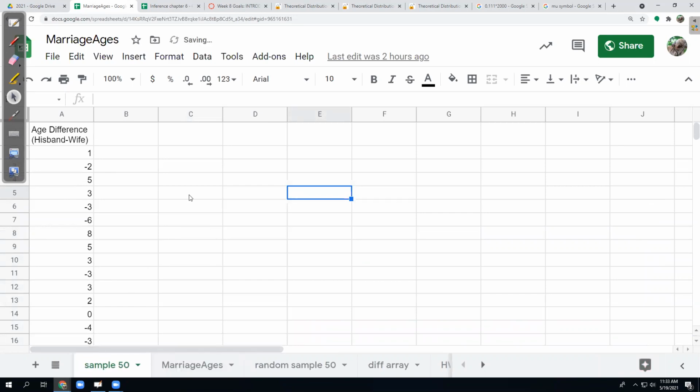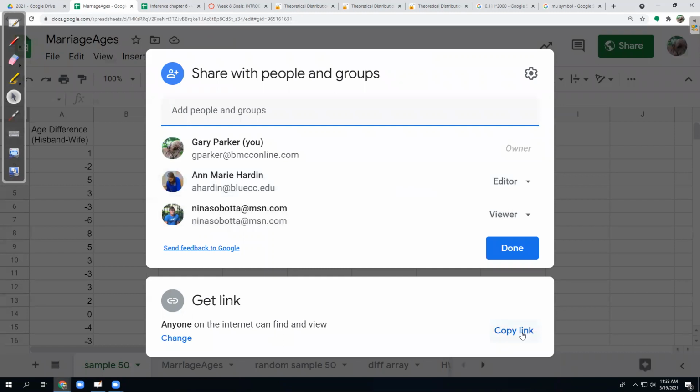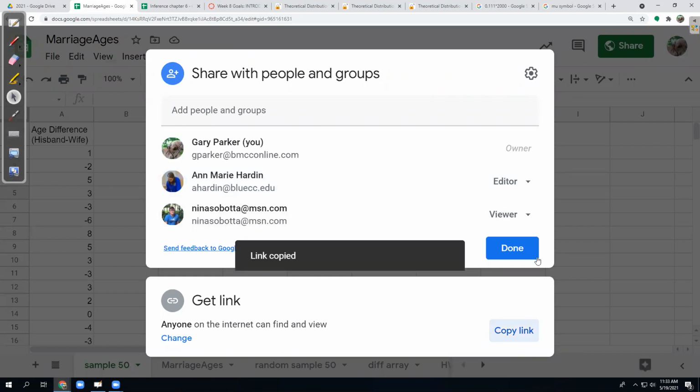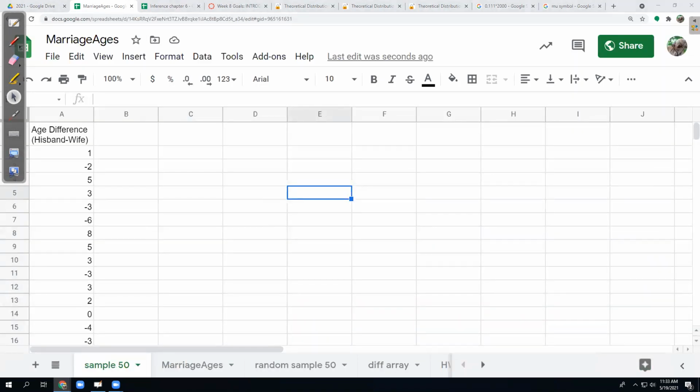So I'm going to share out this spreadsheet with you. And we're going to run a hypothesis test and a confidence interval on it. So let's copy. Got it. And anyone can view it. And share. So this is husband minus wife data. And there's a homework problem that's very similar to this, right? Take a sample of 30 from this. Play with it in the homework.